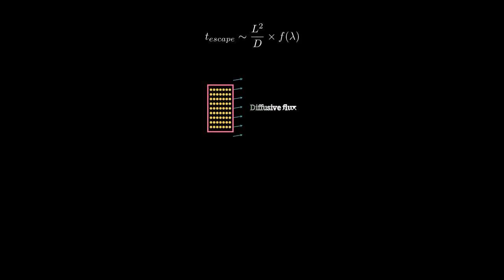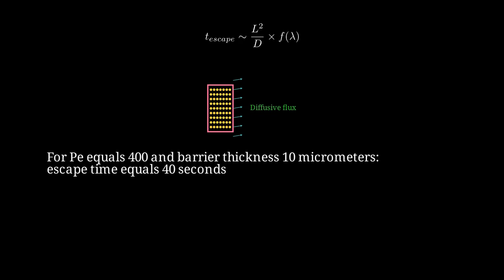Material must slowly diffuse across the barrier boundary, with the rate limited by both the diffusion coefficient and the barrier strength. For Péclet 400 and a barrier thickness of 10 micrometers, the escape time by diffusion alone is about 40 seconds, explaining slow mixing.